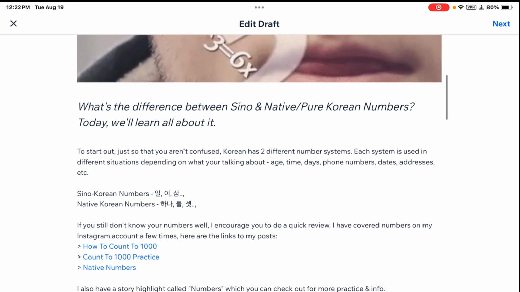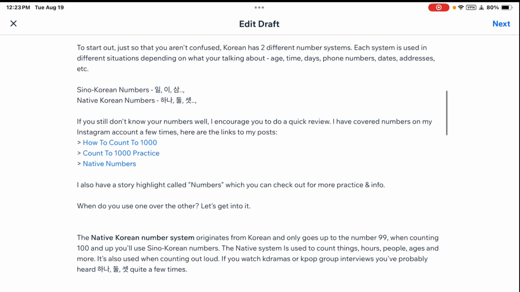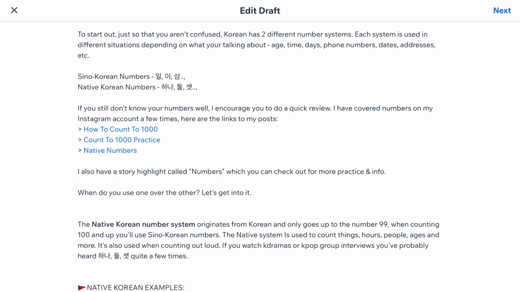Let's go through it. So just to get this out of the way, Sino numbers are 1, 2, 3, 4, 5, and so on. Native numbers are 하나, 둘, 셋, 넷, 다섯, and so on. So now that we know which is which, hopefully you have spent time learning it before. Otherwise, this might be more confusing. If you haven't, just pause. Go do that. Learn 1 through 10 at least of each, and then come back.